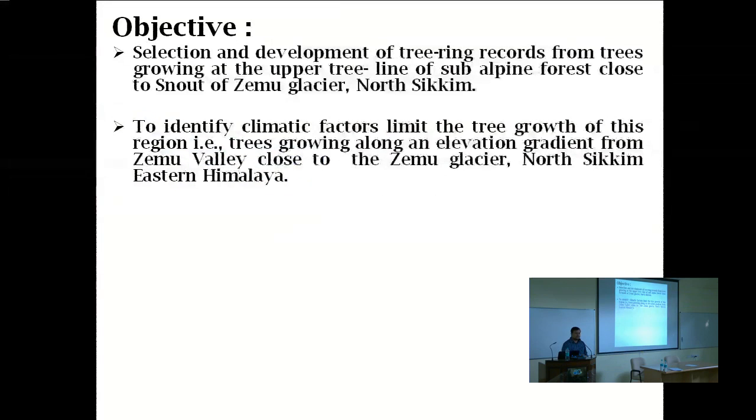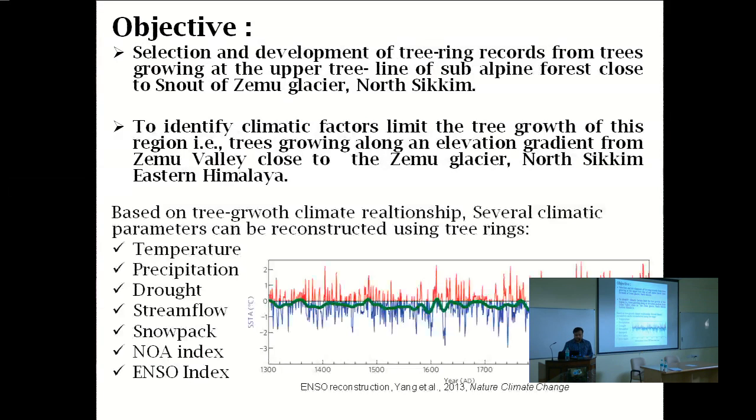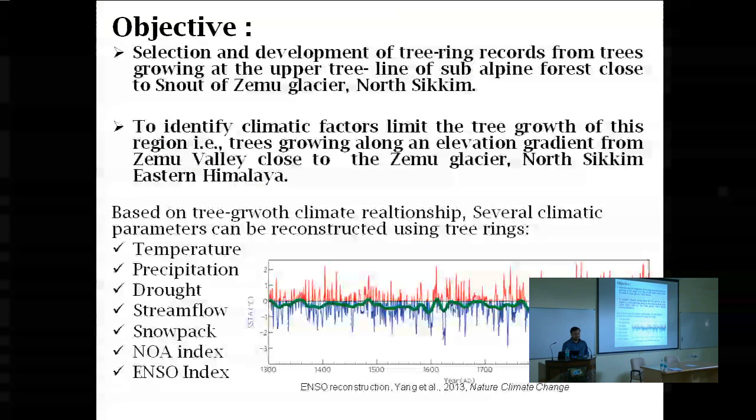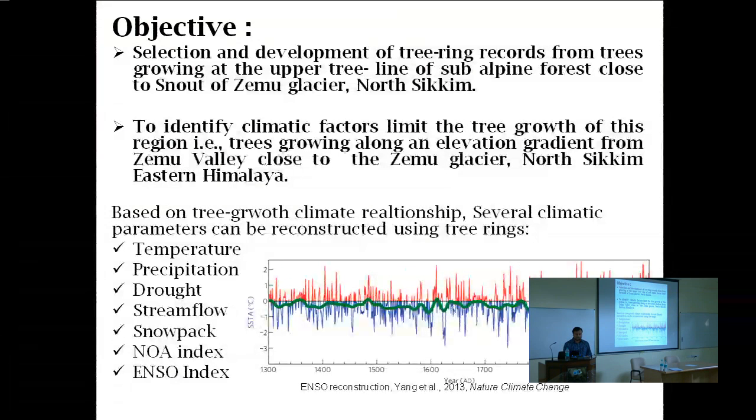So the objective of my study is to develop a well-developed ring-width chronology from close to the Zemu Glacier or the adjoining area, and to identify the limiting climatic factor which is limiting the growth of conifers at those places. Based on the climate and tree growth relationship, we are able to reconstruct past climatic events like temperature, precipitation, drought, stream flow, etc. Recently, a paper appeared in Nature by Young et al., who have reconstructed insolation variability based on dendrochronology and isotopic fractionation of tree rings.